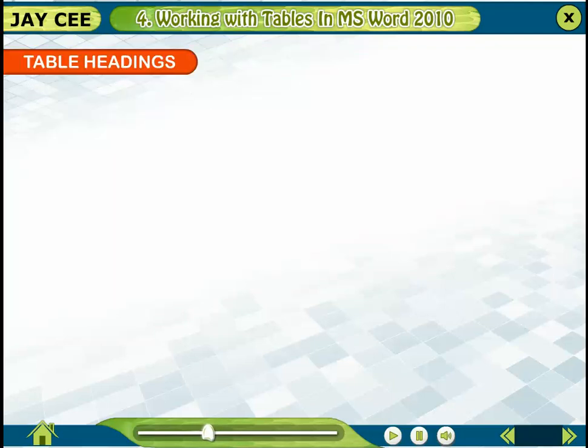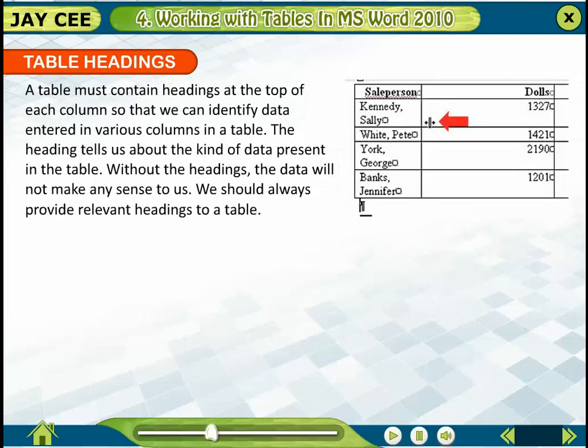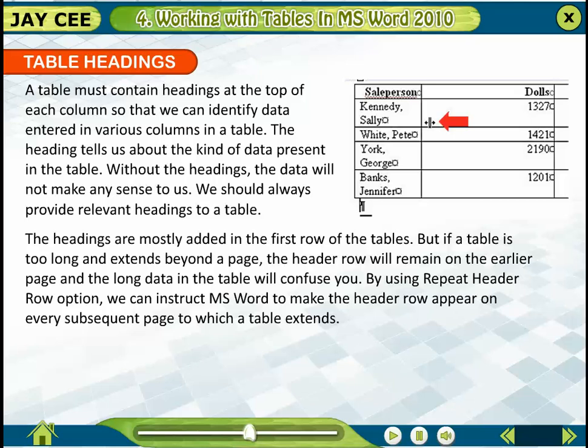Table headings. A table must contain headings at the top of each column so that we can identify data entered in various columns in a table. The heading tells us about the kind of data present in the table. Without the headings, the data will not make any sense to us. We should always provide relevant headings to a table. The headings are mostly added in the first row of the tables.